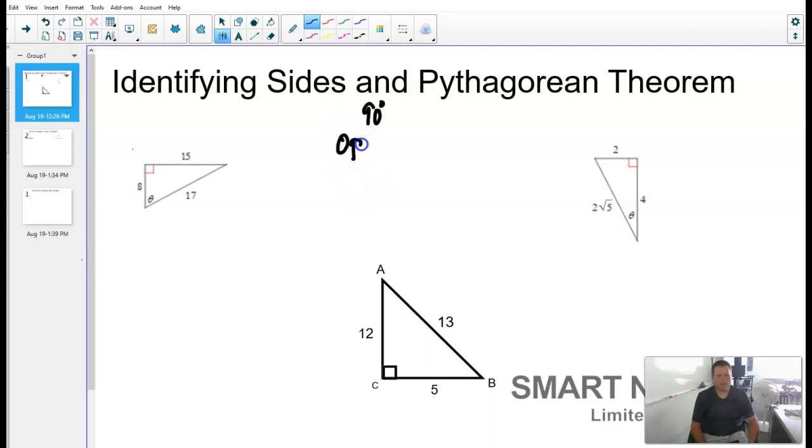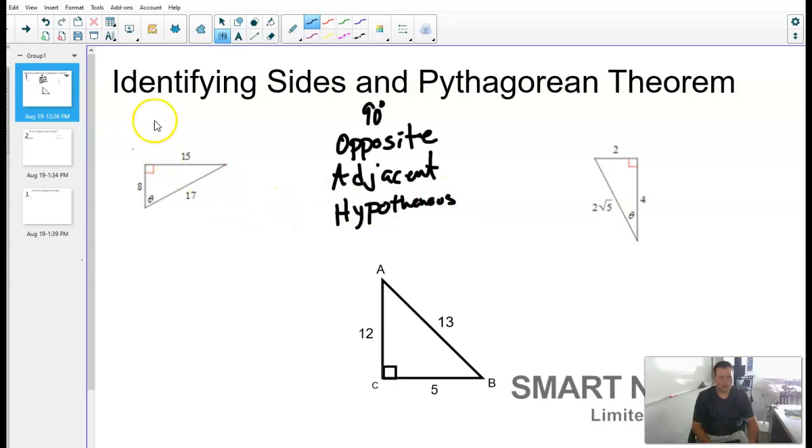We're going to call it the opposite side, the adjacent side, and we're going to call it the hypotenuse, which you guys should be familiar with. Okay, so if I look at this triangle here on the left, I need to know what angle I'm dealing with, and this little symbol right here is going to be the angle that I'm dealing with. And then I've got three sides. I've got this 15, this 8, and this 17, and I want to name them.